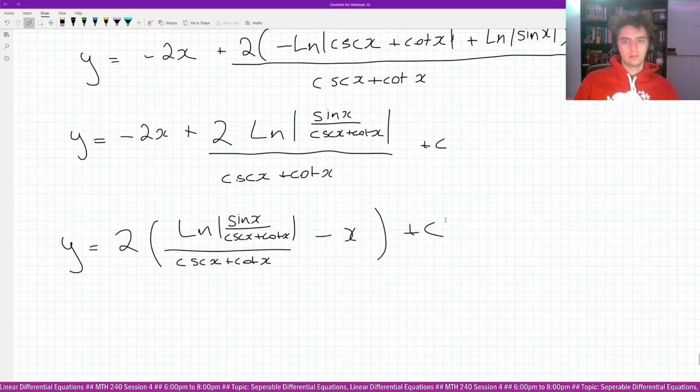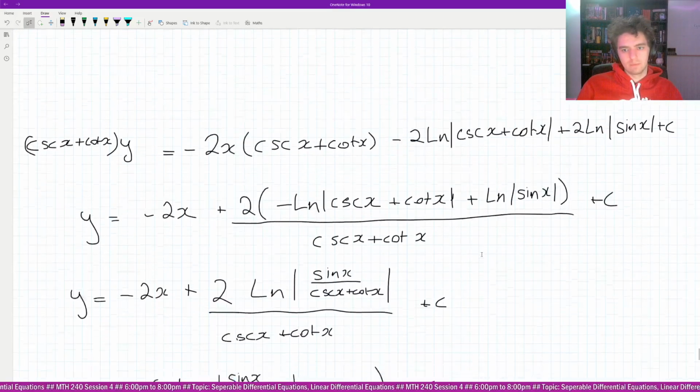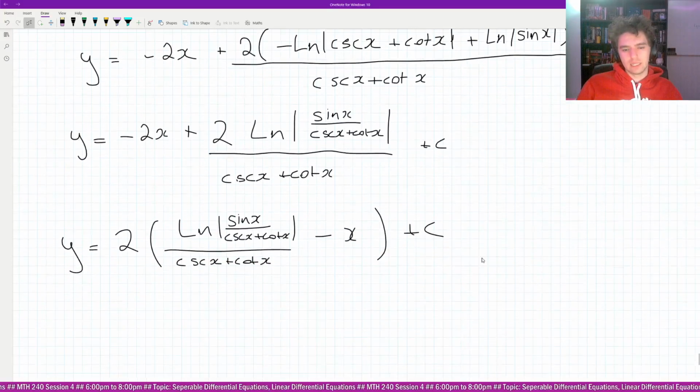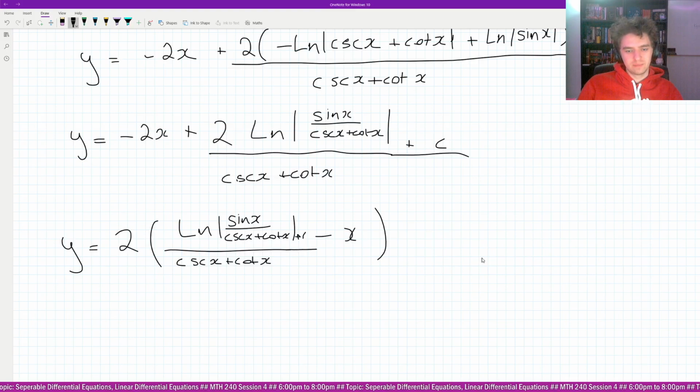Yeah. And there's that. Oh, this would actually be c. No, the c has to stay in. The c's in there with it. But minus x is here. The plus c's over there, because the c also has to be divided by cosecant plus cotan. Okay, but there's that question done.